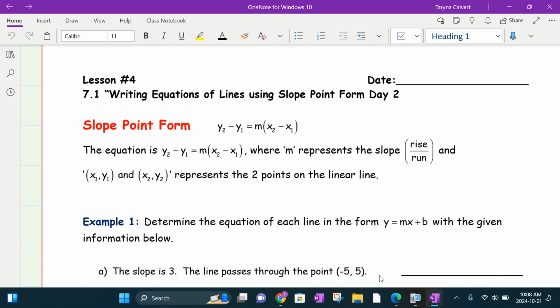So last week we started writing equations of lines. Is everybody comfortable with y equals mx plus b? Right, so to write the equation of a line using that formula, you can think about it as solving for m and b, because we need the slope and the y-intercept to write the equation. So the next thing I'm going to show you is slope point form.